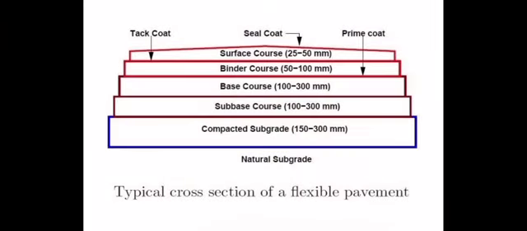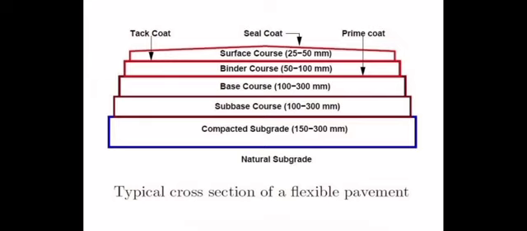This is the typical cross section of a flexible pavement. On the bottom, natural subgrade, and above it, compacted subgrade 150 to 300 mm. Above it, subbase course 100 to 300 mm. Above it, base course 100 to 300 mm. Above it, binder course 50 to 100 mm. Above it, surface course 25 to 50 mm.